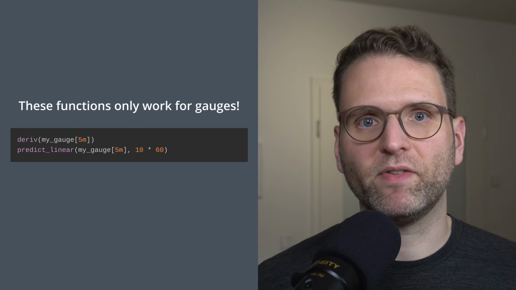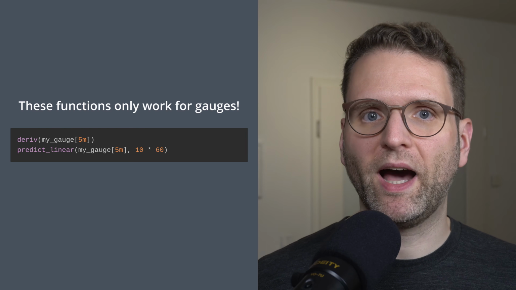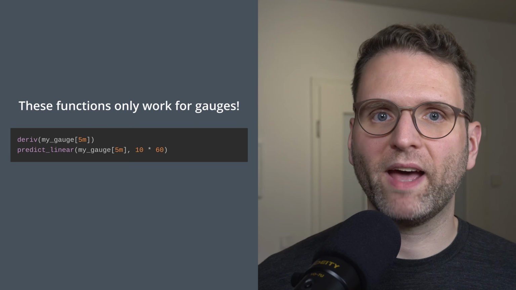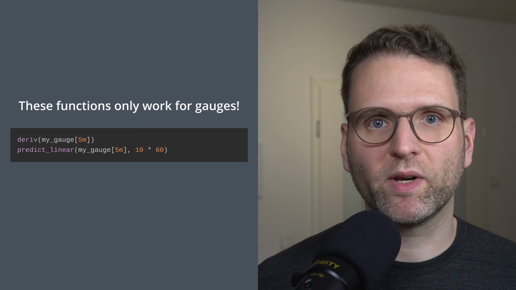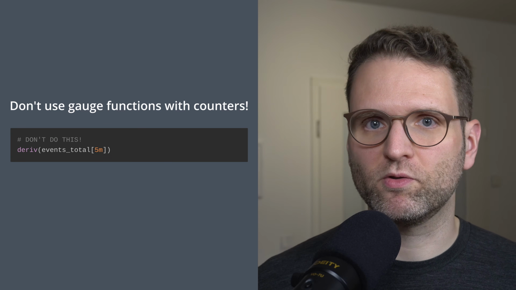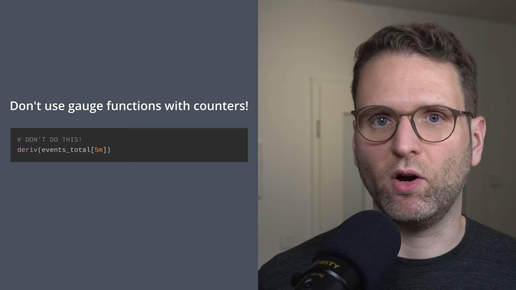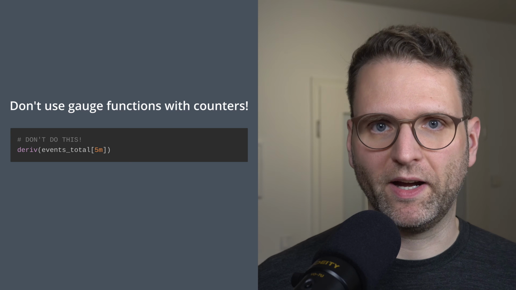And by the way, the same danger exists the other way around as well. The deriv and predict_linear functions are specifically designed to tell you how fast a gauge is going up or down. And since those functions don't have any concept of a counter reset, you will get incorrect outputs when you try to use them with counter metrics. So again, you just need to be careful to only pass in gauges into those functions.